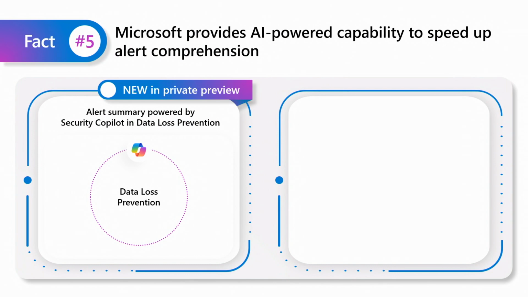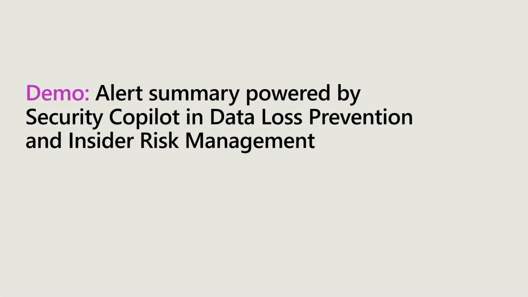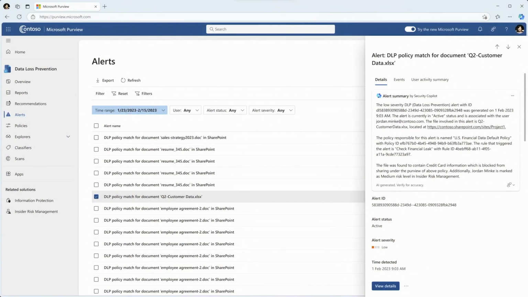So let's go over this. It's about Copilot. I don't know if you guys have heard this thing called Copilot and the power of AI. That's what we're bringing to help you drive easier, quicker, and faster triage and investigation experiences. So we're very, very excited to announce private preview of alert summarization for DLP alerts and alert summarization for insider risk management alerts.